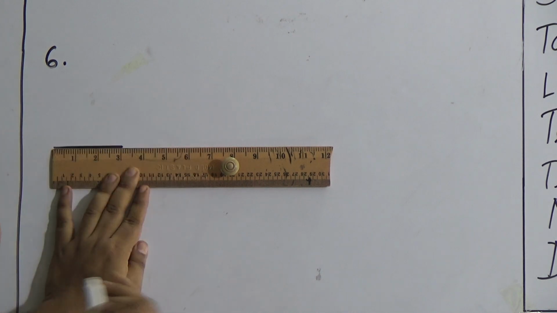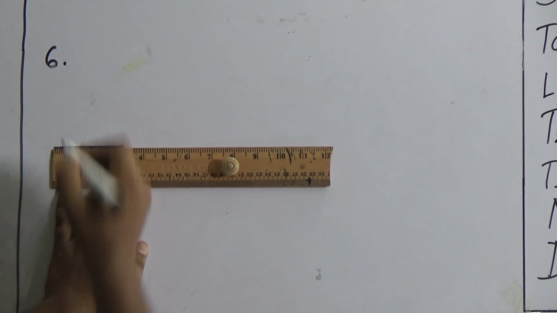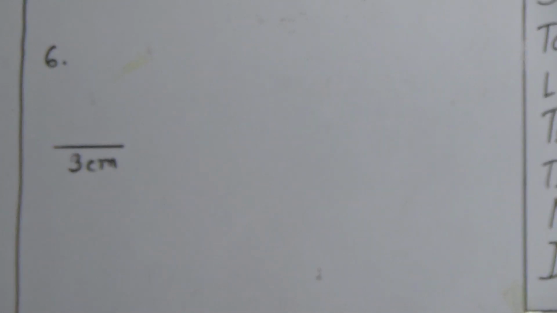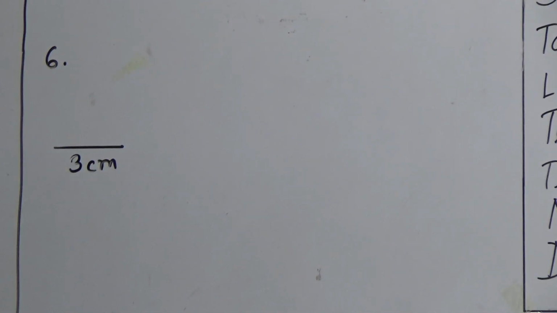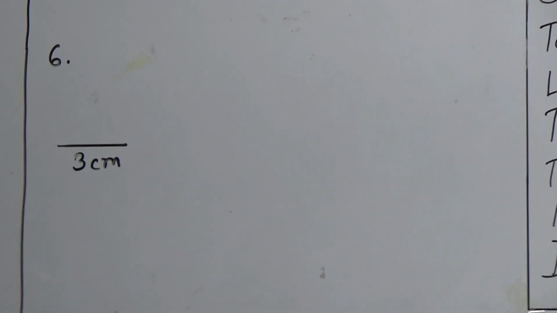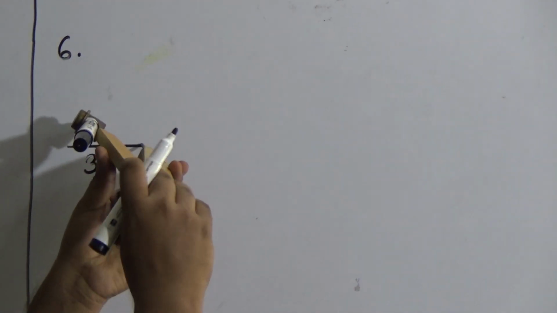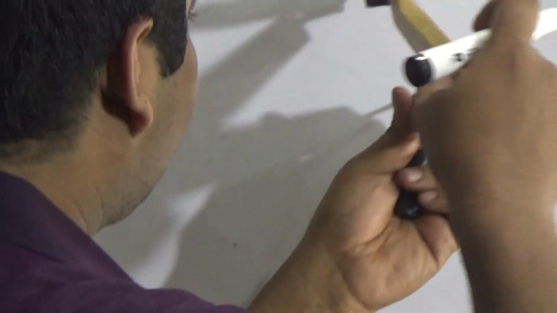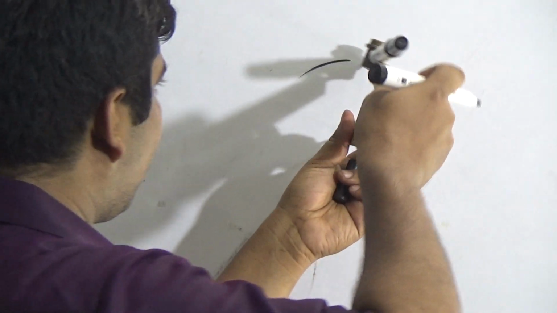Okay, my dear student, this is the radius. By using this radius, we shall draw a circle. My dear student, you must use the unit of centimeter. No need to use inch. If you use inch, then it will be totally wrong. So please notice, I take a radius of 3 centimeter. Then I draw a circle.